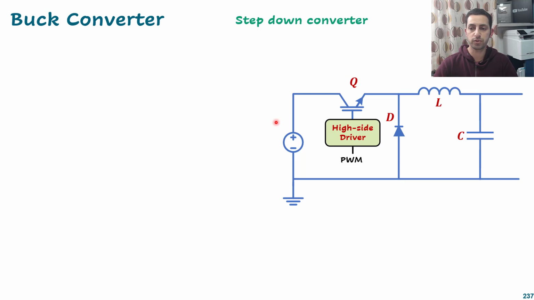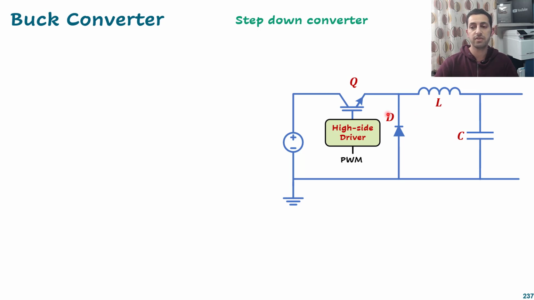We have the input source here, and we have a switch there. It's an IGBT, but it can be a BJT transistor or a MOSFET transistor. And we have a diode, and we have L and C. Why that diode and why that C, we will discover later.